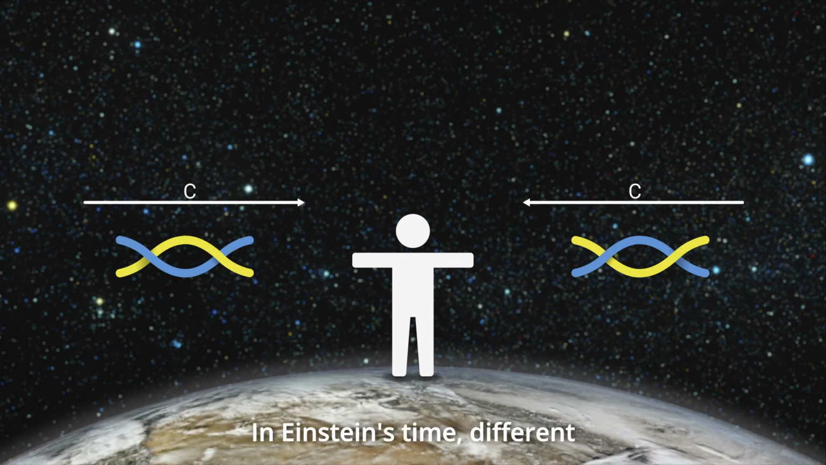In Einstein's time, different measurements of the speed of light were made in different directions and at different times of the year, all with the same result, c. All measurements took place near the Earth's surface, but the Earth's surface moves, and thus the observer also moves. This led to Einstein's assumption that the speed of light is always c, regardless of the observer's movement.